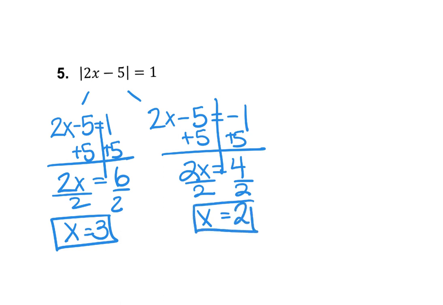And x is equal to 2. And so if you came up top and plugged them in, 2 times 3 is 6, 6 minus 5 is equal to 1, and the absolute value of 1 is 1. And then if I plugged in the 2 right here, 2 times 2 is 4, and 4 minus 5 is negative 1, and the absolute value of negative 1 is equal to positive 1.